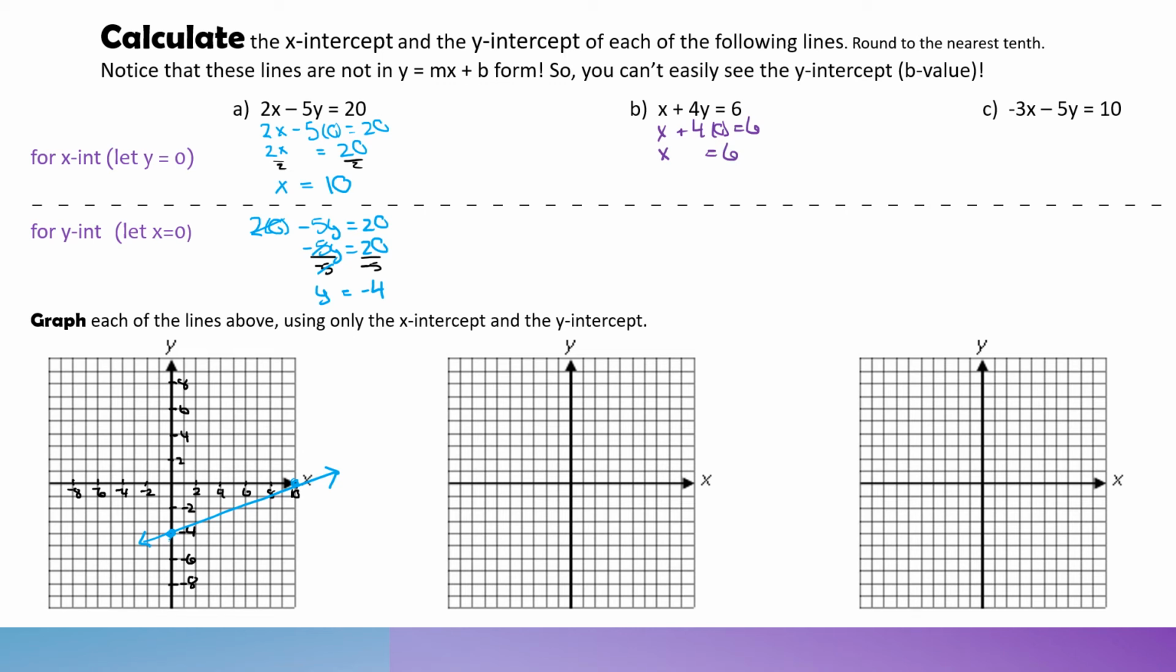That will go on my x-axis. Now I'll do my y-intercept. Let x equal 0 for the y-intercept, plus 4y equals 6. So that's just 4y equals 6.